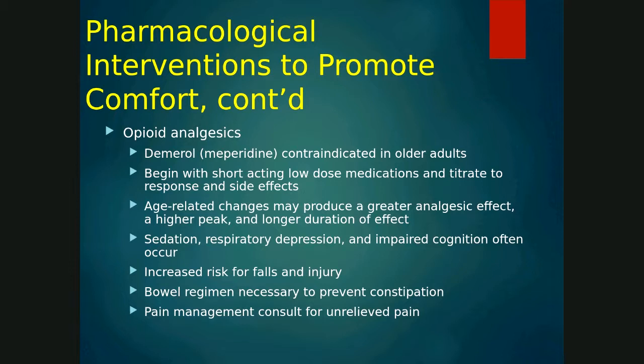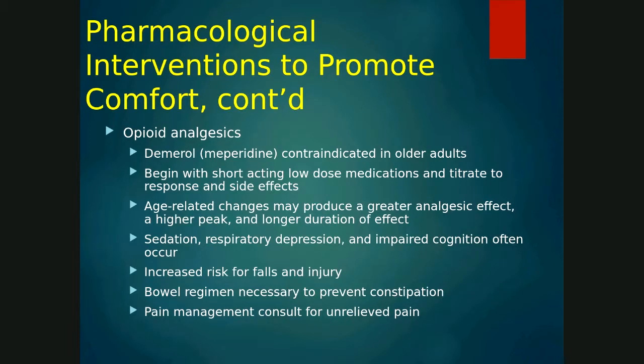And then we have the opioid analgesics, which are a little bit more risky. Certainly, many of these drugs are Beers list medications. It doesn't mean that you can't use them. It just means that you have to be more cautious when using them in the older adult. Demerol is one of those drugs that are actually contraindicated in the older adult. And I feel like in general practice, we're moving away from Demerol just because of some of the data that's been out there about its risk for CNS issues. But again, you want to begin with a short-acting, low-dose narcotic analgesic if you're going to use one, and then titrate up to best response.